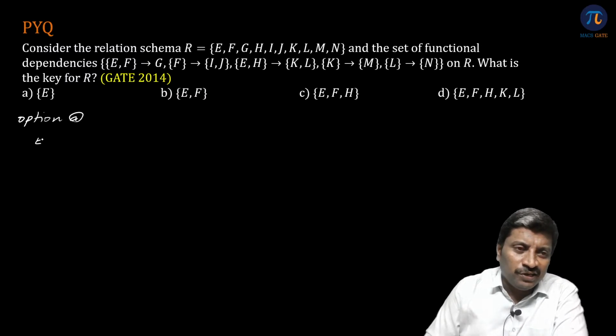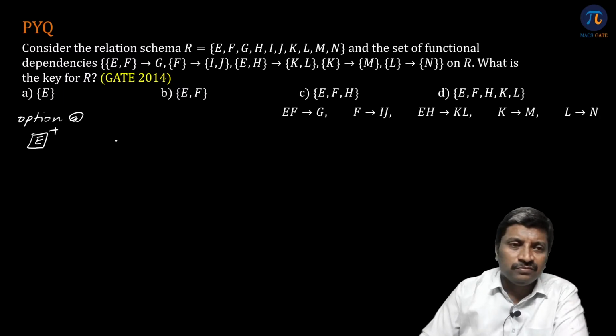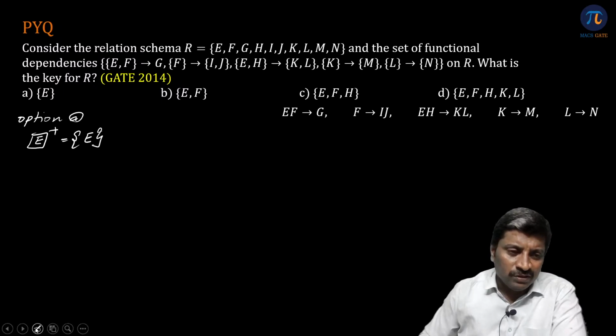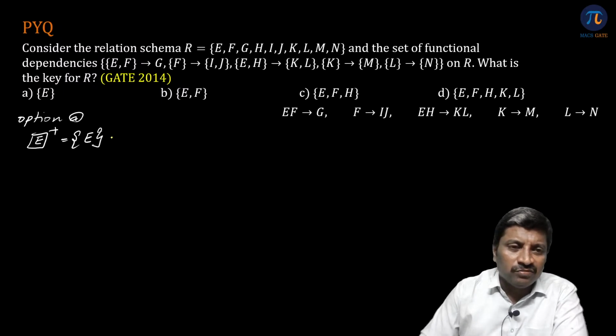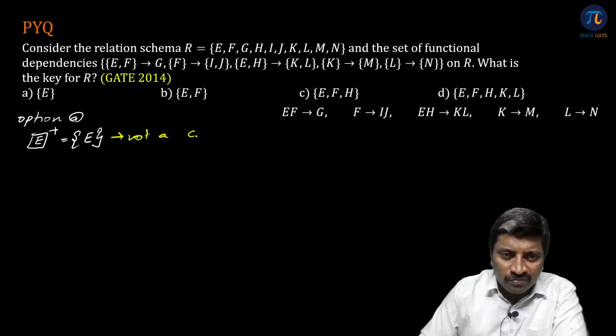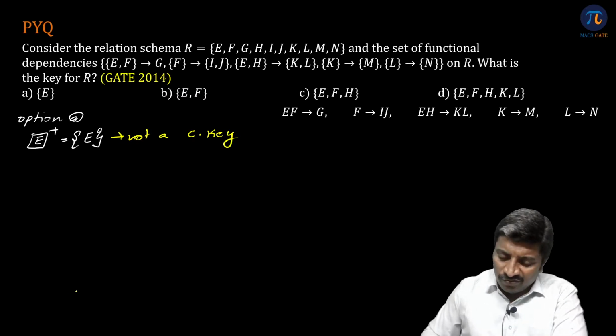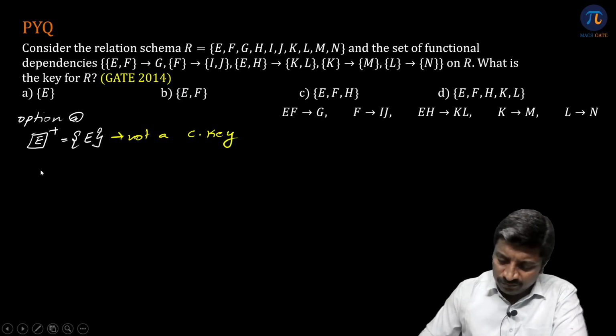Sir, what is option A? E. What is the closure of E, sir? With E, I think I will get only E. Any possibility? No, sir. So I am able to get only one. Not a key, hence not a candidate key. Let me write directly. What about the second option?